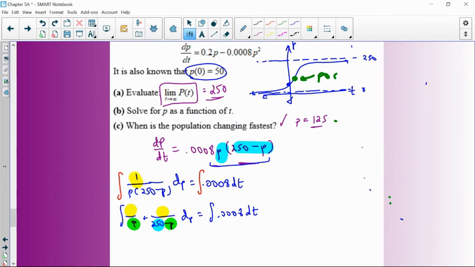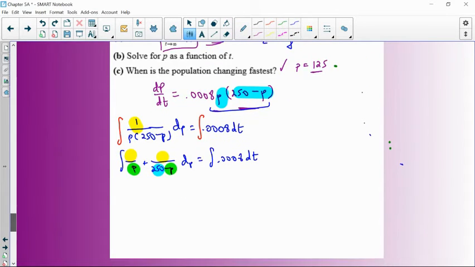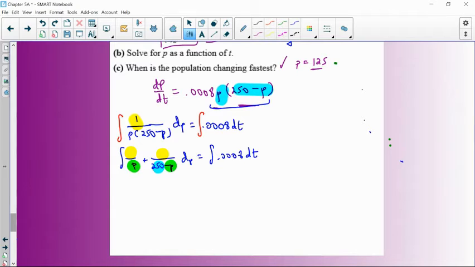So there's a lot of similar things happening in the structure of solving these problems. So I want to make that a 1 over 250 and a 1 over 250. So that when I integrate, this is 1 over 250 natural log of p minus, because of the chain rule, 1 over 250 natural log of 250 minus p. So that's going to equal 0.0008t plus our constant.